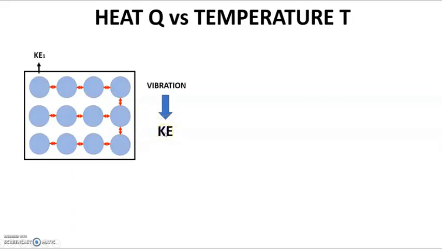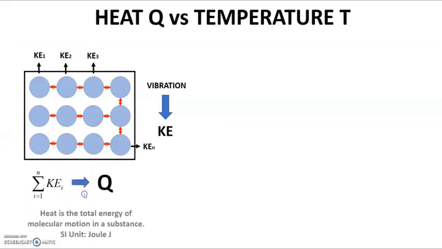For example, we have KE1 for particle 1, KE2 for particle 2, and KE3 for particle 3, and so on. So the total of this kinetic energy actually is what we call heat. So in general, heat basically is the total energy of molecular motion in a substance. The SI unit for heat is joule, J.